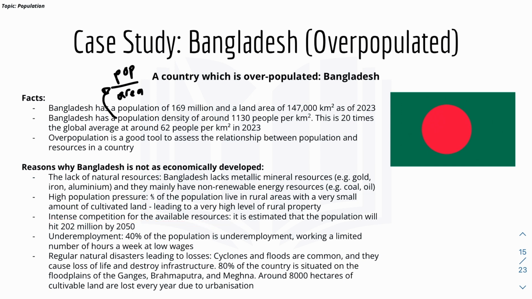And number 4, as we mentioned about the high population, this leads to unemployment, or like underemployment, as 40% of the population is underemployed. And the last point is that there's regular natural disasters leading to losses in Bangladesh. For example, there's cyclones and floods in Bangladesh, and they are quite common, and this causes loss of life and destroys infrastructure.